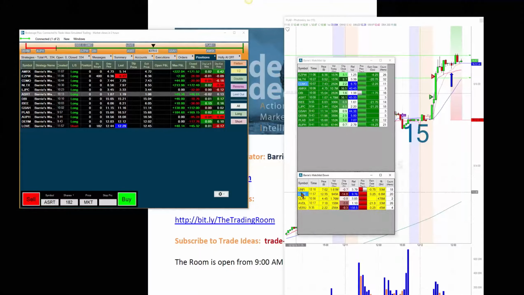I'm trying to figure out why I didn't take all of these. It got the LOVE, and it might be because I had a minimum price of $10 or something like that. I'll have to figure that out later. There was the LOVE short, made 40. Again, some of these I took. PLAB is something that I did take on my own.